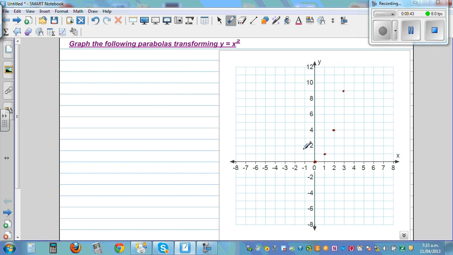Okay, now what happens when x is negative 1? Negative 1 squared is negative 1 times negative 1, that's 1. When it's negative 2, it's 4, because negative 2 times negative 2 is 4. And when x is negative 3, y is 9. Of course, it can go on and on forever. When x is negative 4, it is 16.